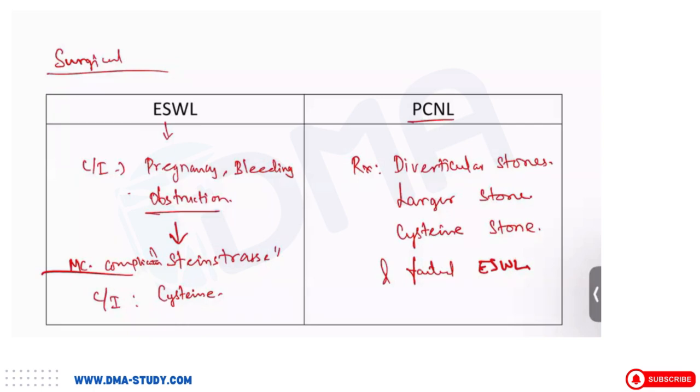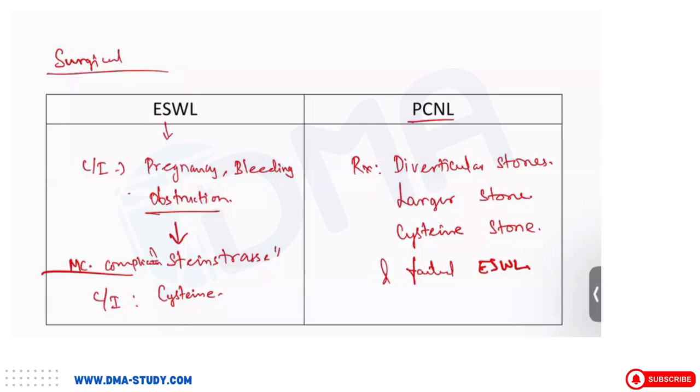ESWL is contraindicated in pregnancy, bleeding, obstruction, and cysteine stone. Most common complication of ESWL? Steinstrasse.